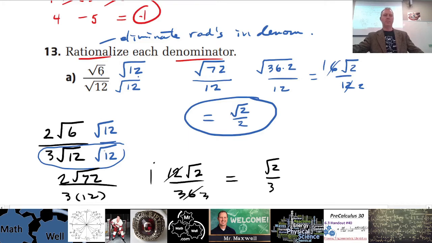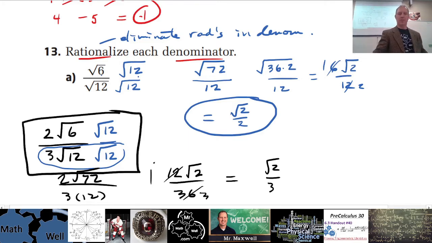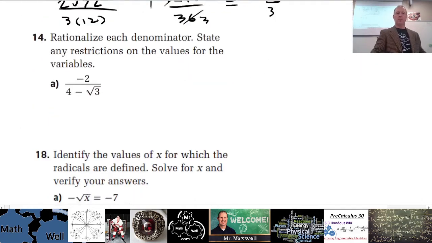Anyways, the main thing that I want to show you is this. You don't have to multiply by the number in front as well. Okay, let's move to 14.